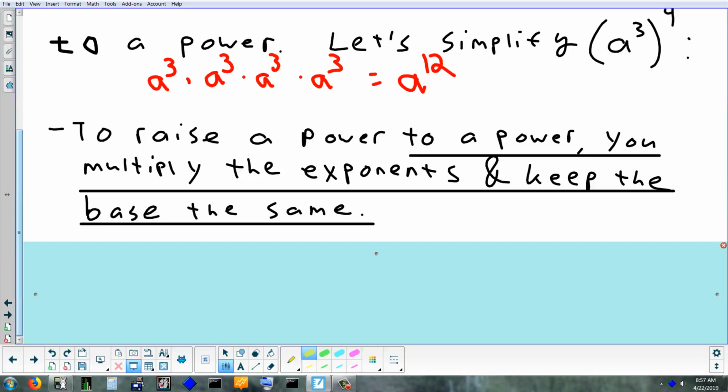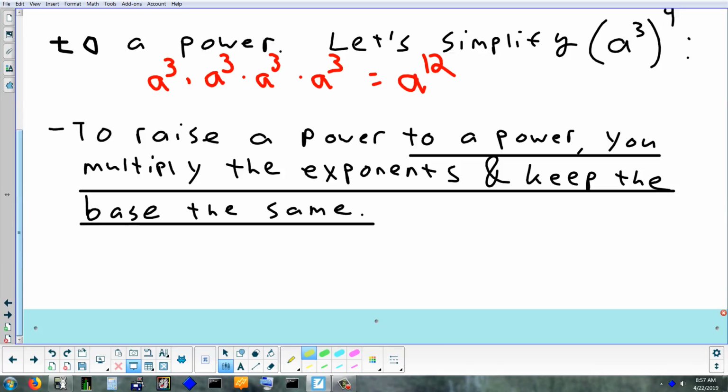What this rule is called, guys, is power to a power. You're taking the power that's already there, like we did here, and raising it again. So understand the difference. No parentheses, just keep the base and add the numbers. When you have parentheses, multiply the exponents. Boom. Everybody has this? Yeah. Those are the 2 rules we want to talk about today.